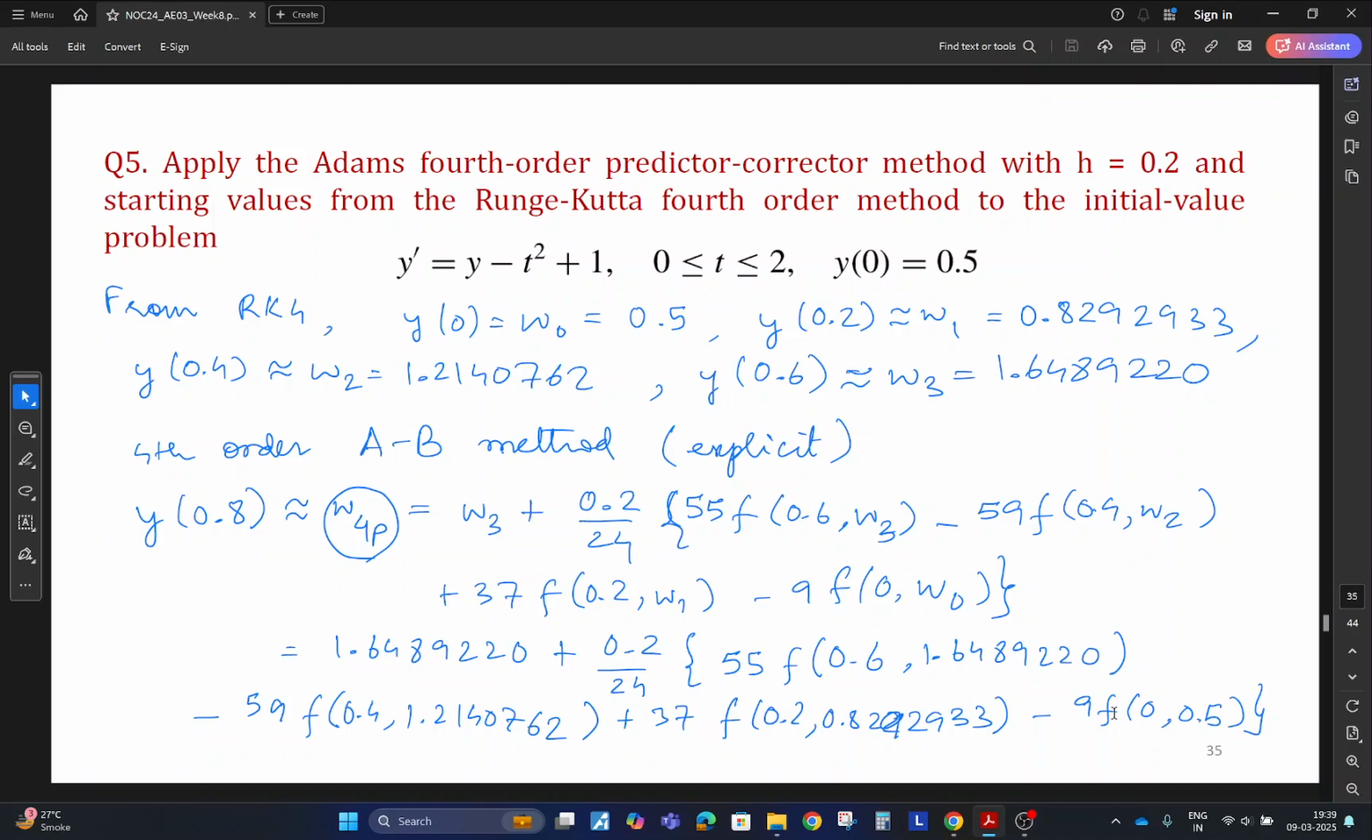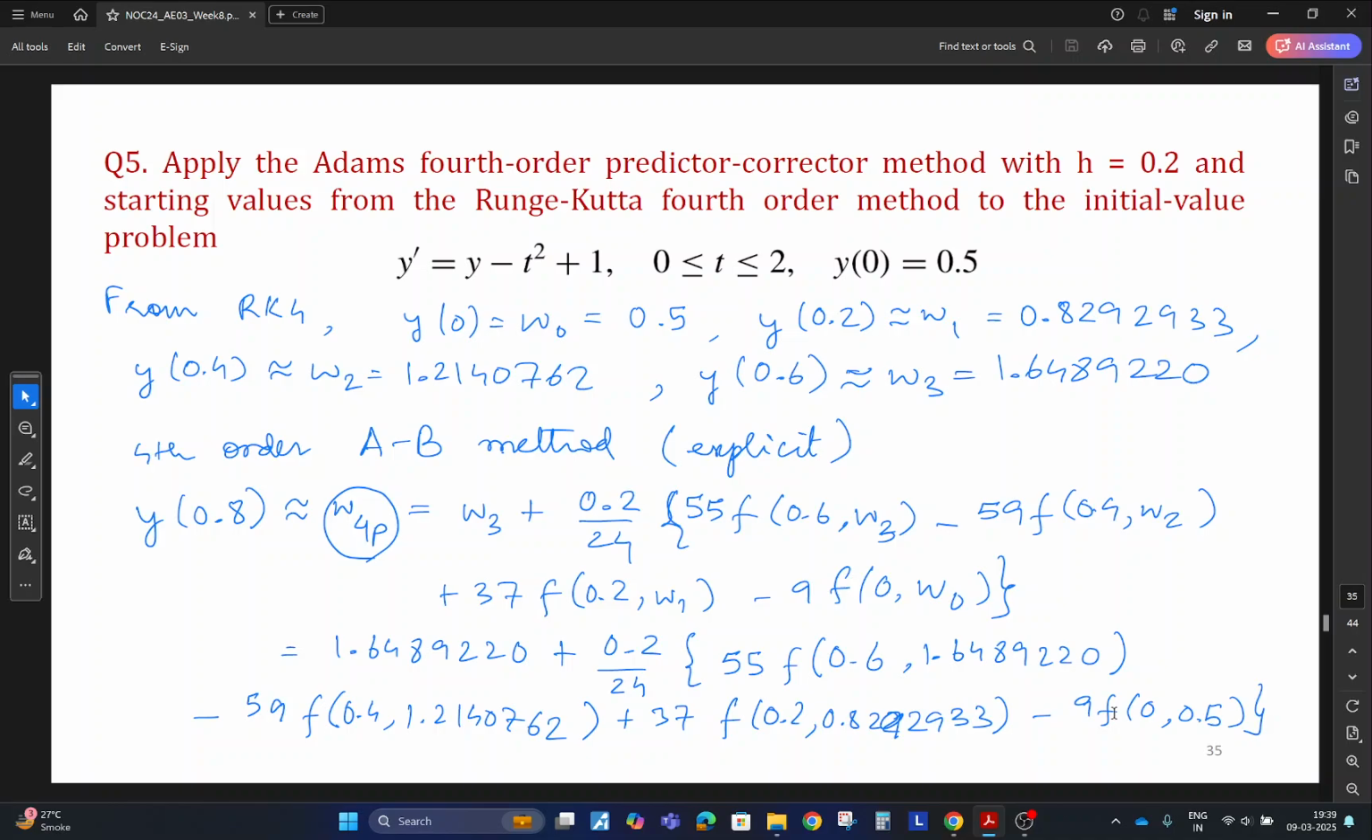We will also use this Adams fourth order predictor corrector method with the step size h equals 0.2 and starting values from the RK4 method that we already solved, to the initial value problem y prime equals y minus t square plus 1 for 0 less than equal to t less than equal to 2, and the value of the function y at 0 equals 0.5.